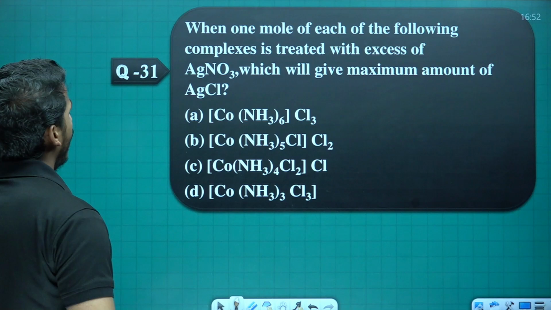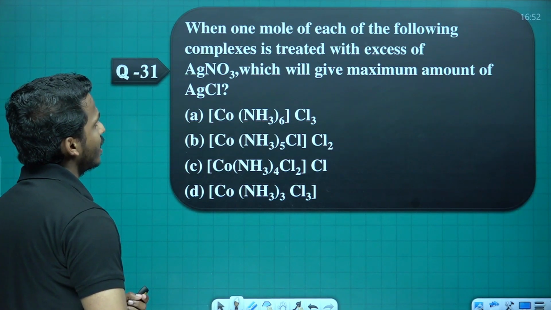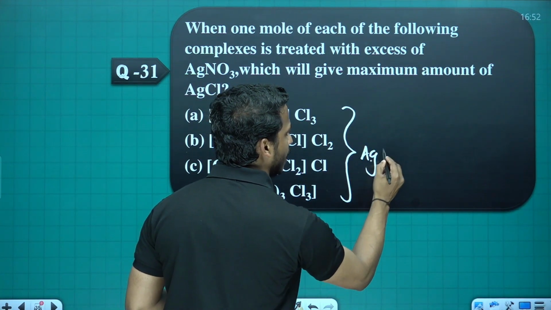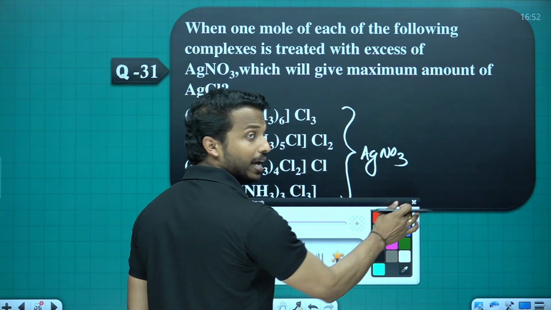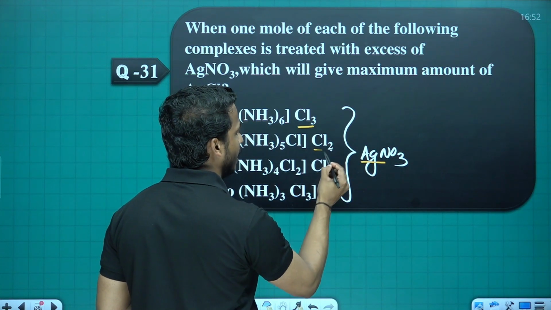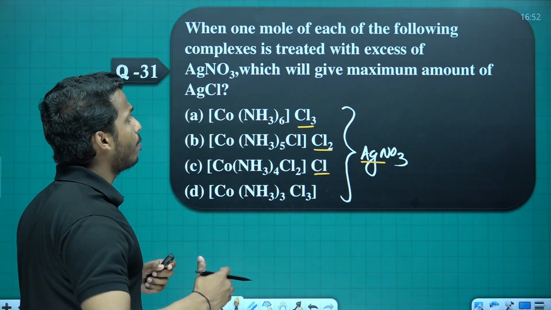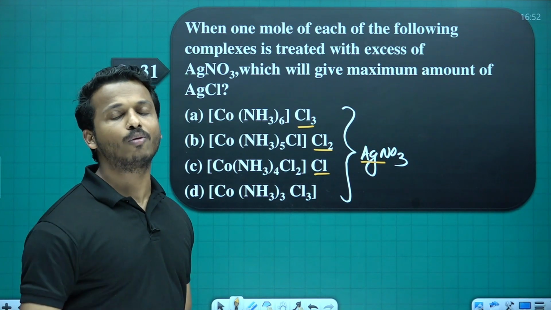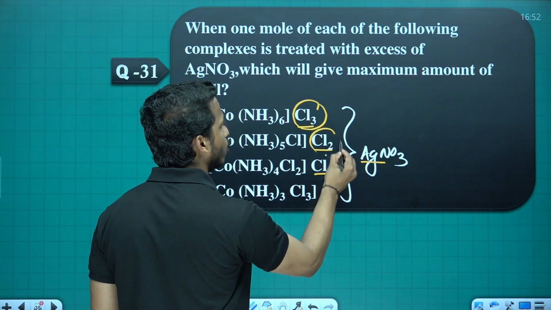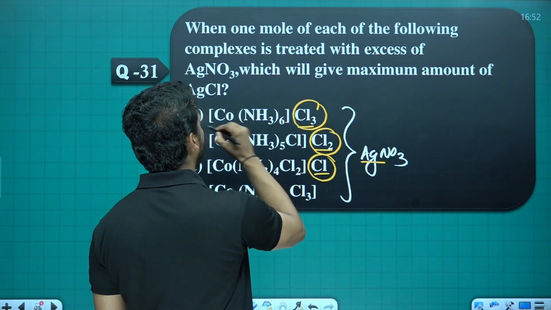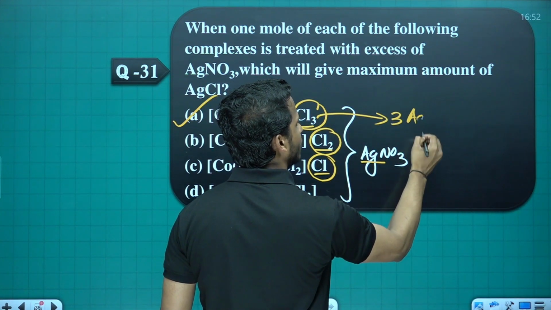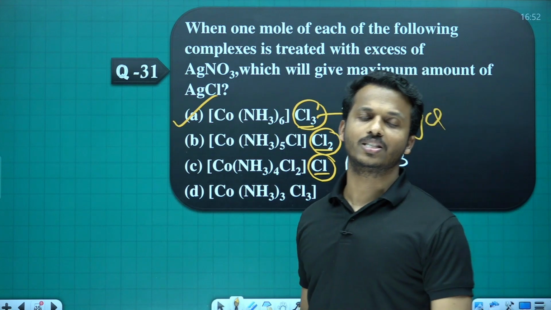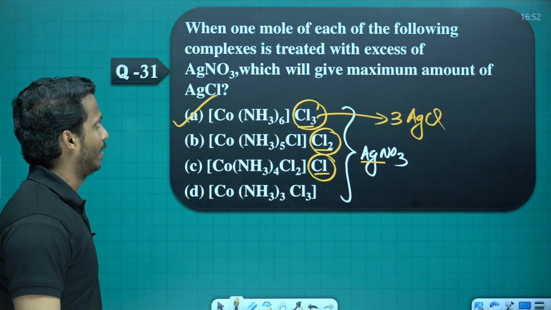When 1 mole of each of the following complexes is treated with excess silver nitrate, definitely you will get AgCl because Ag combines with the outermost Cl. Very simple. Where there is maximum chlorine outside, that will give more AgCl. Here 3 chlorine, here 2 chlorine, here 1 chlorine, here no chlorine. So this will give you 3 moles of AgCl. Remember, count how many chlorines are present outside.